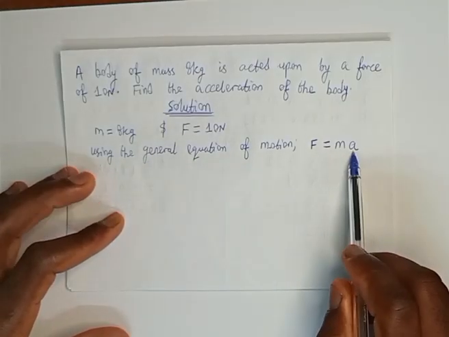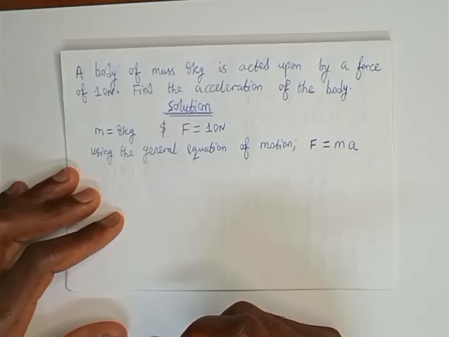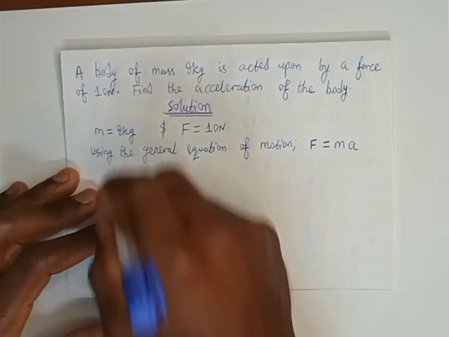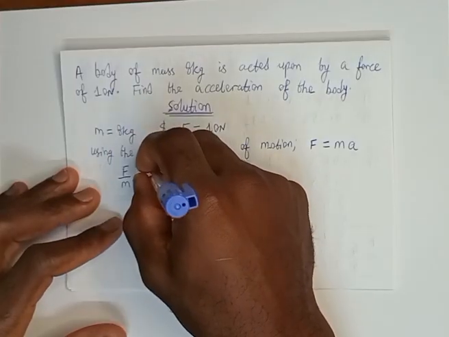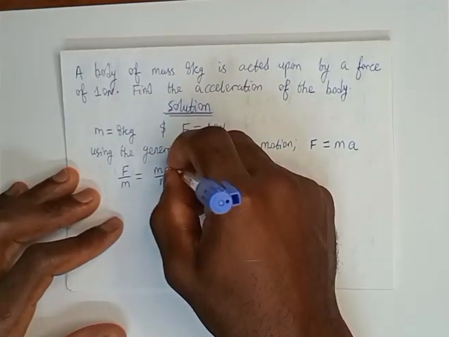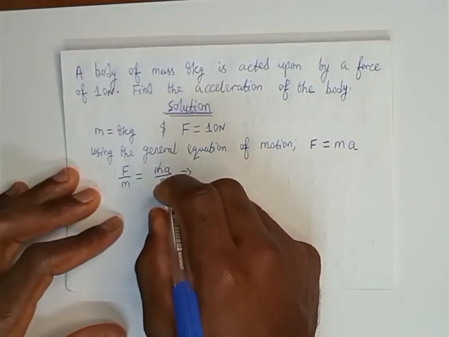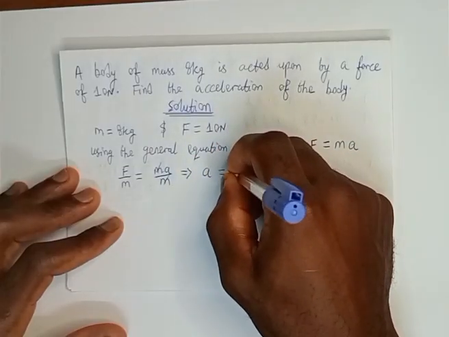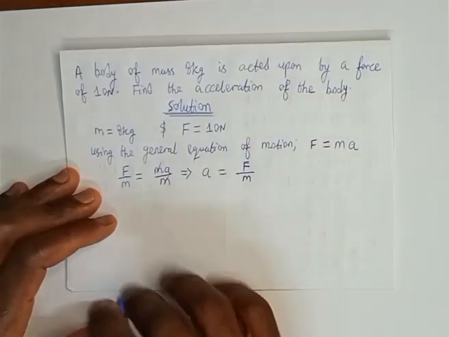We are to find the acceleration. We are going to make the acceleration the subject of the formula by dividing all through this equation by the mass. We take F divided by M is equal to MA divided by M. Then on the right hand side, M will strike out M, and we'll be left with A equal to force divided by the mass.